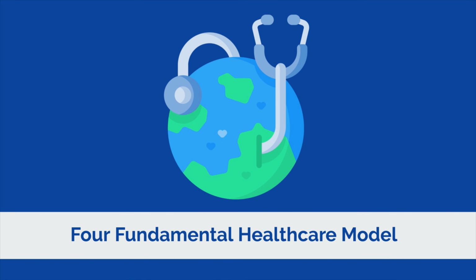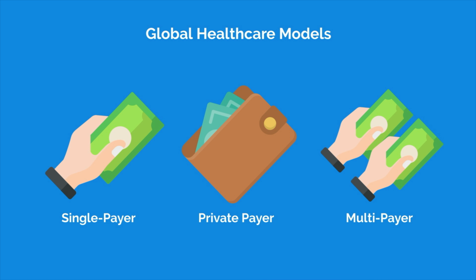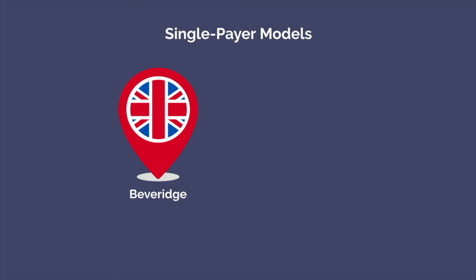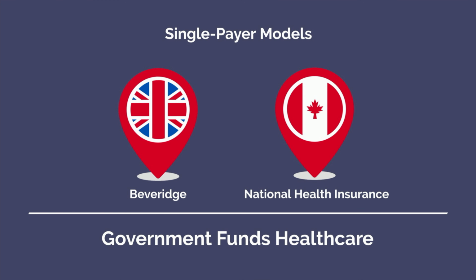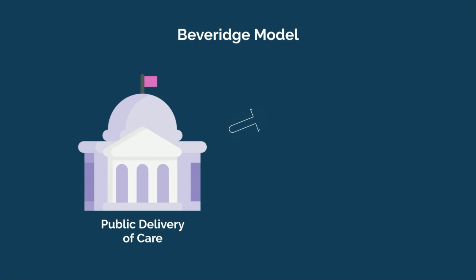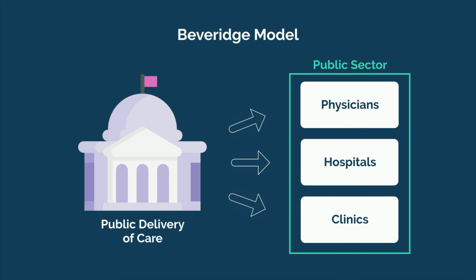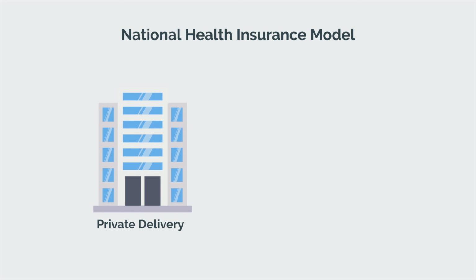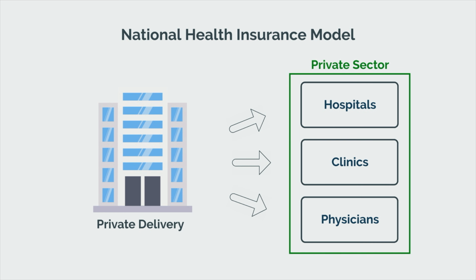Out of the 4 global healthcare models, there are 2 single-payer models, 1 private-payer model, and 1 multi-payer model. The 2 single-payer models are the Beveridge model, found in Britain, and the National Health Insurance model, found in Canada. In both of these models, the government funds healthcare, but the primary difference between these models is in the delivery of care. In the Beveridge model, there is public delivery of care, which means that the physicians, hospitals, and clinics are all government-owned or part of the public sector. In the National Health Insurance model, there is private delivery of care, which means that hospitals, clinics, and physicians are all part of the private sector and have greater freedom to practice as they please without government input.